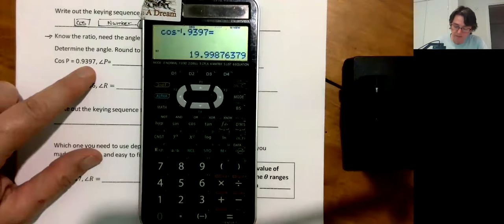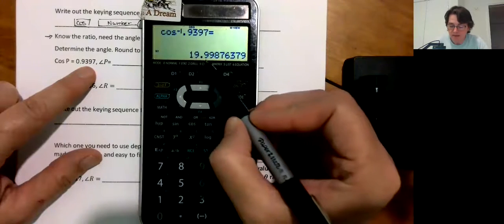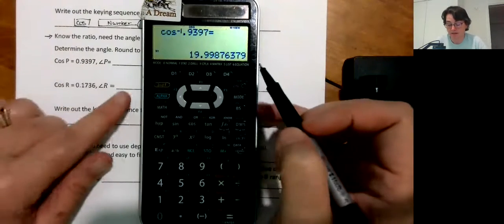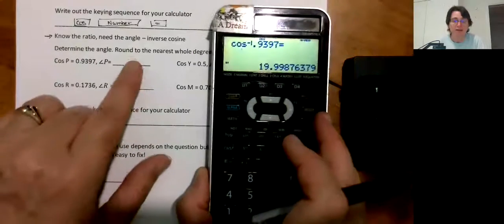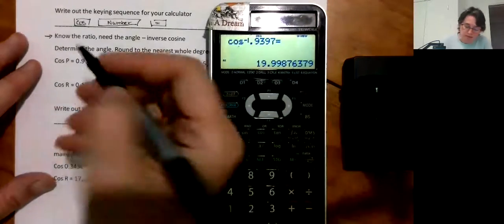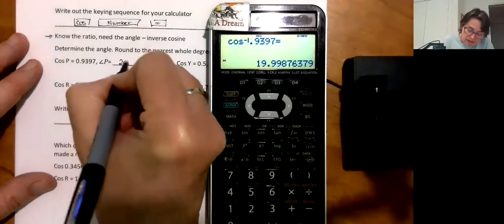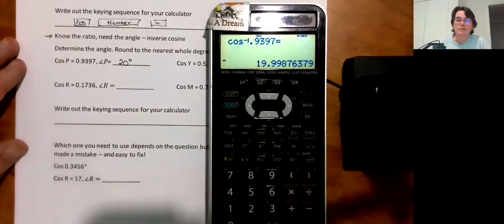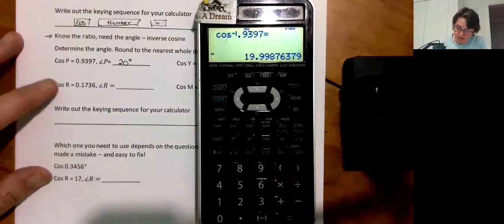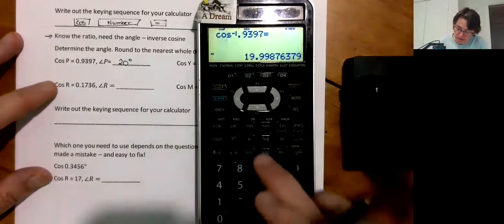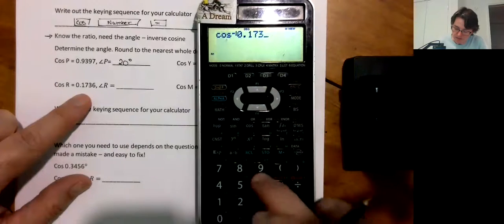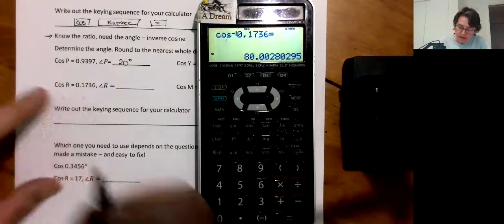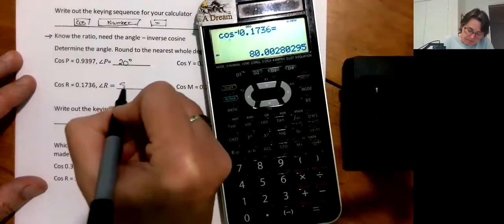0.9397, and it's 19.9987 degrees. And it says here round to the nearest whole degree, so that's 20 degrees. Put a little degree sign there. So second cos 0.1736, and that is 80 degrees.